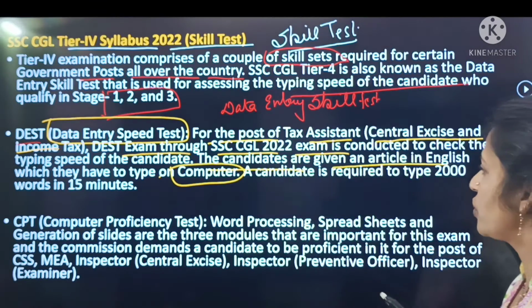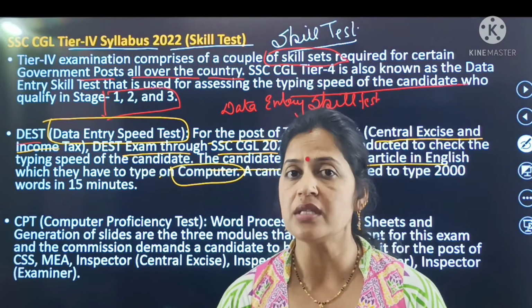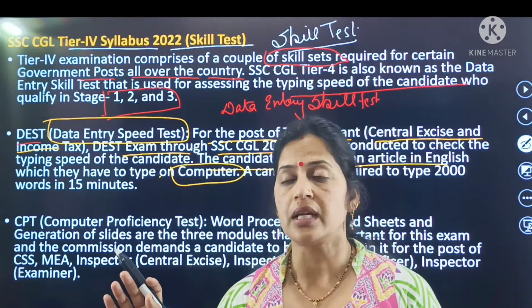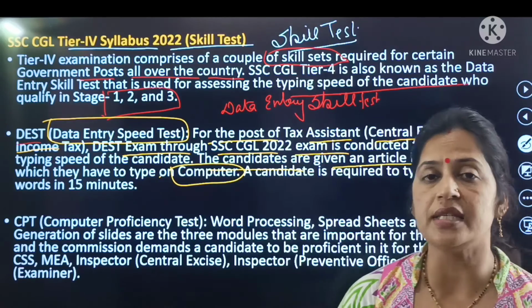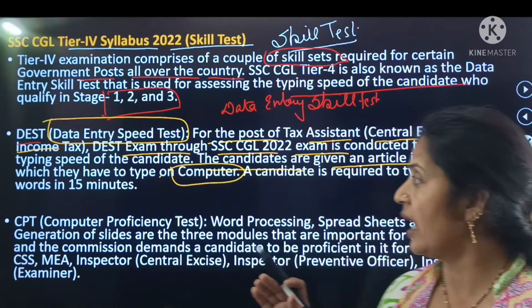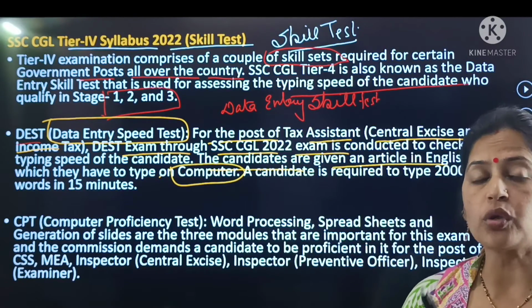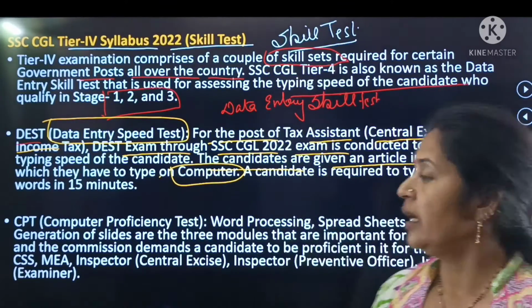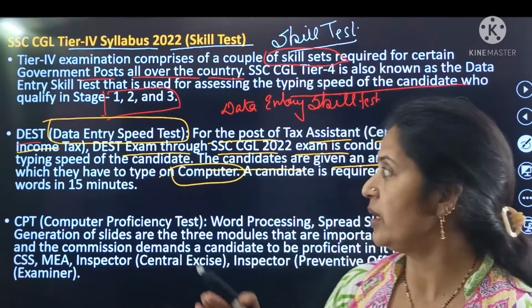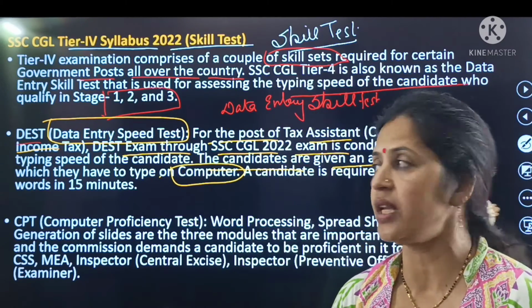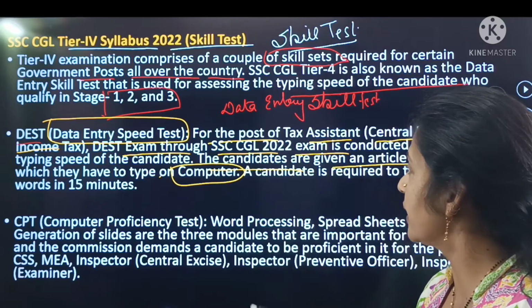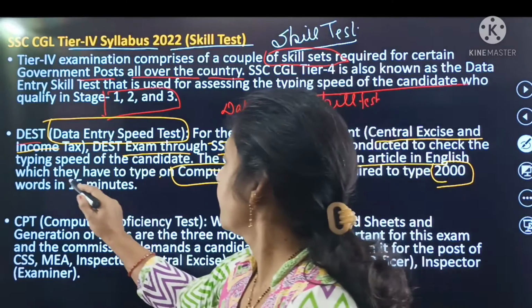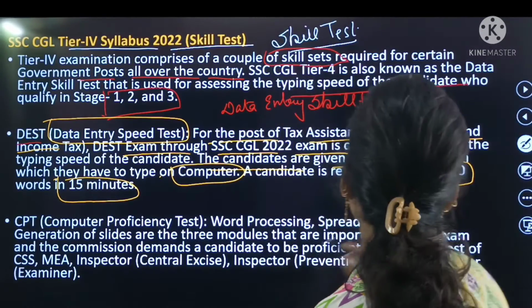A candidate is required to type 2000 words in 15 minutes. That means the candidates who applied for the post through the DEST exam in SSC CGL 2022 are required to type 2000 words within 15 minutes. This is the main requirement for the DEST exam, and here the candidate is required to type 2000 words within 15 minutes.